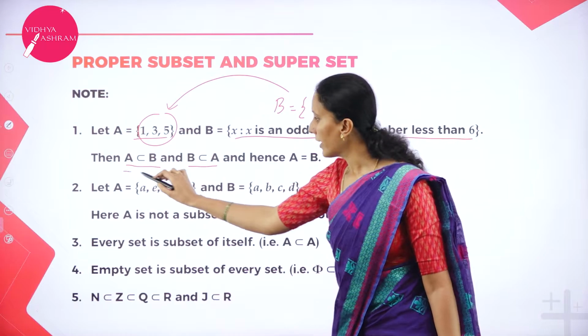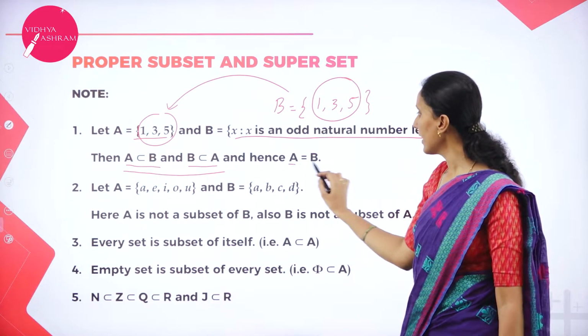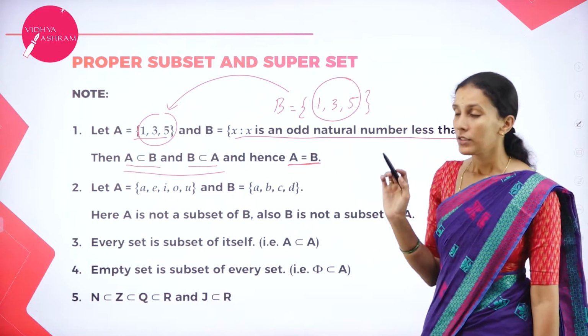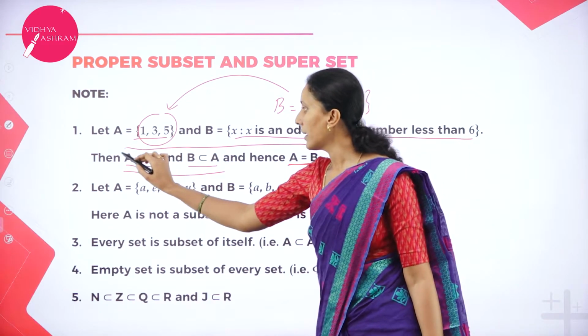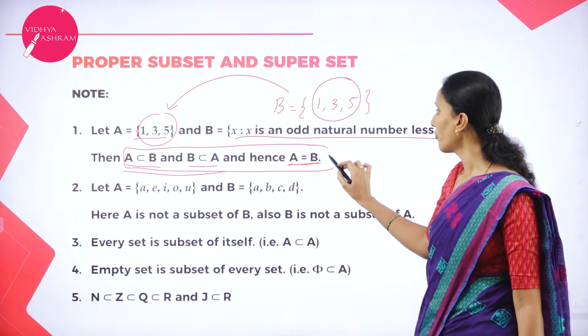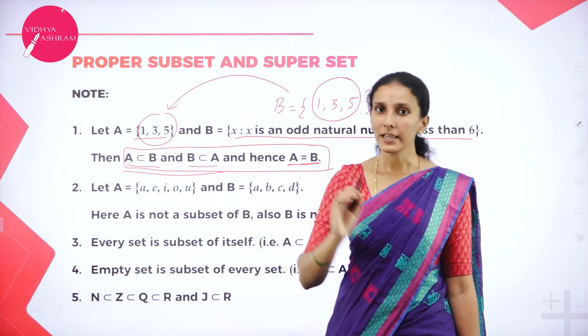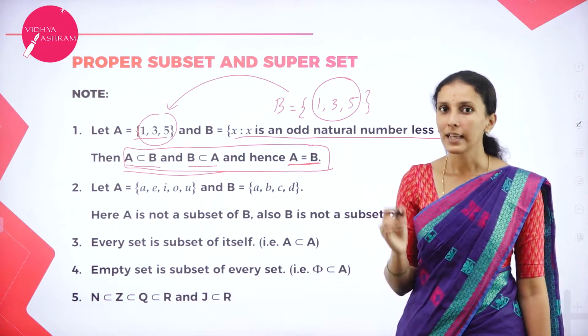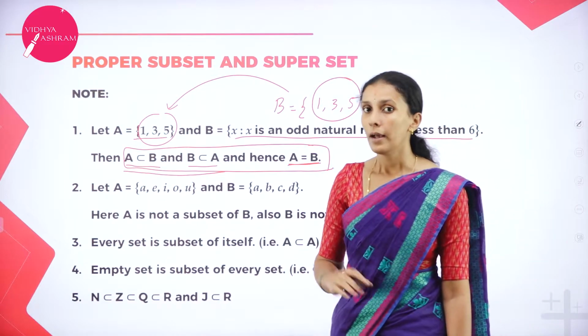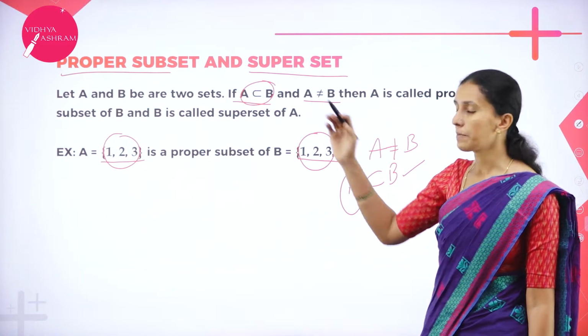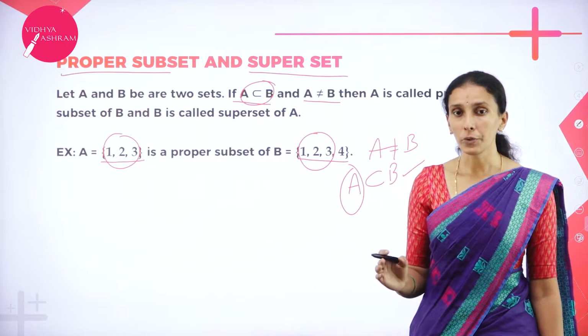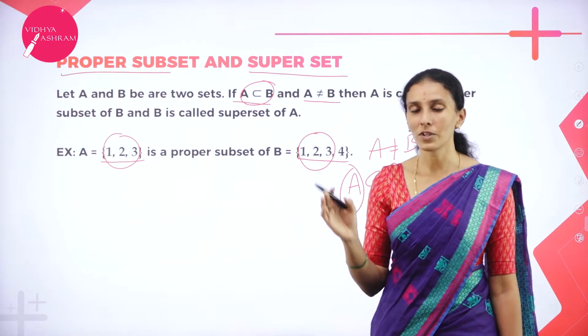Whenever these two conditions hold, we can clearly write A is equal to B. So this statement can be considered as the definition of equal sets also. If A is a subset of B and B is a subset of A, that means A and B are equal. But when you come to the proper subset, A is not equal to B. It is strictly a subset of B.